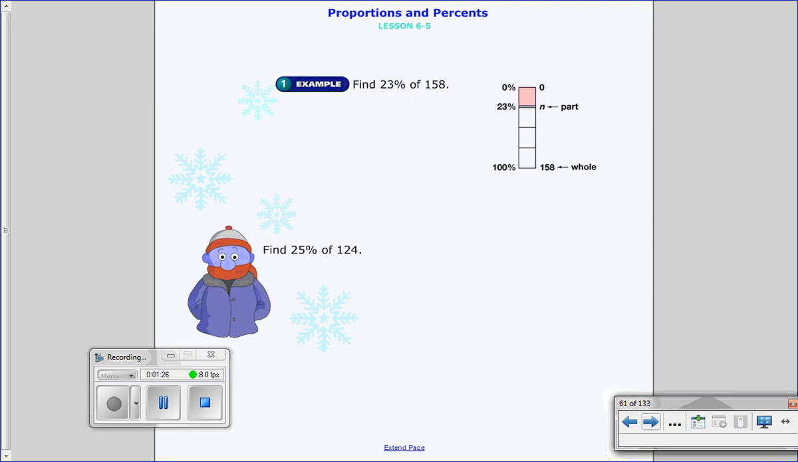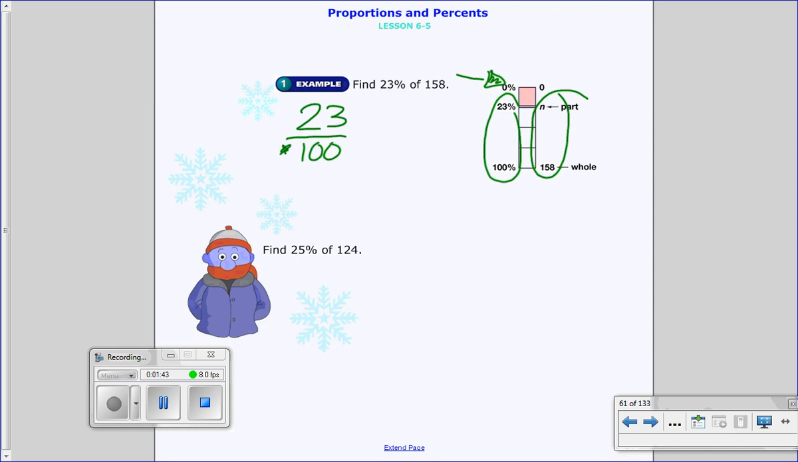So here we have these two. Find 23% of 158. Now in this one, they give us a picture, which really does help out because they give us, here's one rate, here's the other one, and you put it together. 23 out of 100. And I'm going to tell you right now, it's always going to be 100 at the bottom because when we talk about percents, it's always out of 100%. And then here, the part is n, 158 goes on top, or excuse me, on bottom. And then I go ahead and solve that one.